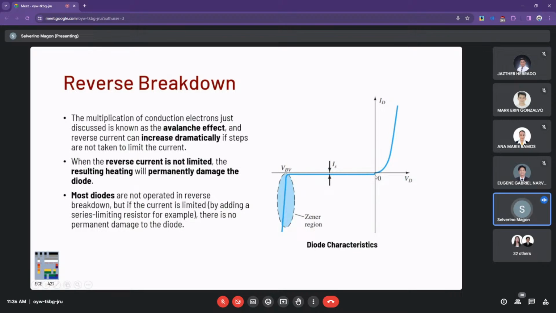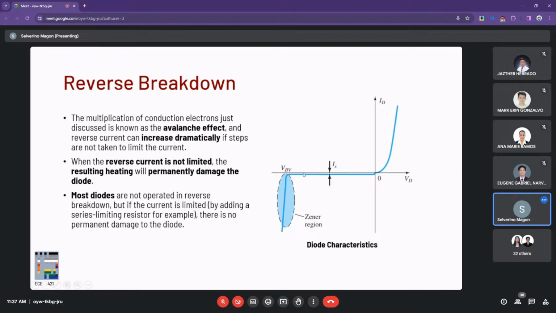So we've seen the reverse saturation condition if we apply negative bias to our rectifier diode. But this is somewhat exaggerated, because the typical range is in the order of microamps or even picoamps. But if we increase the applied voltage further, we can experience a drastic drop in the resistance, in a sense that it will allow a huge amount of current to go in that direction. And that is called the avalanche effect.